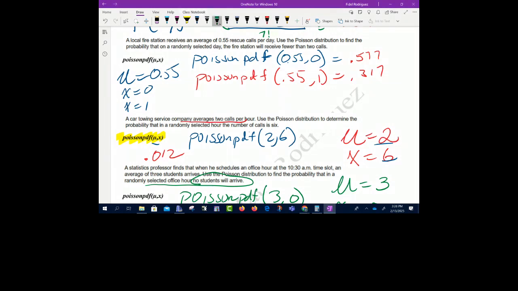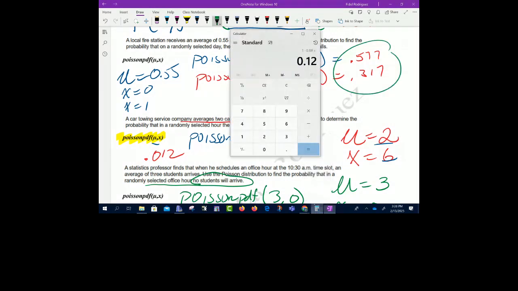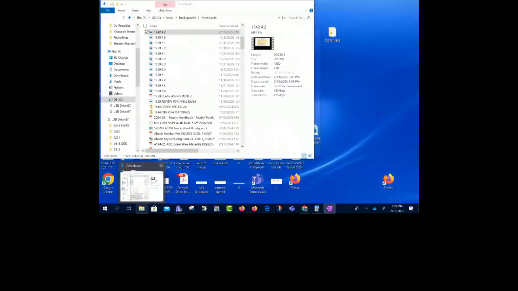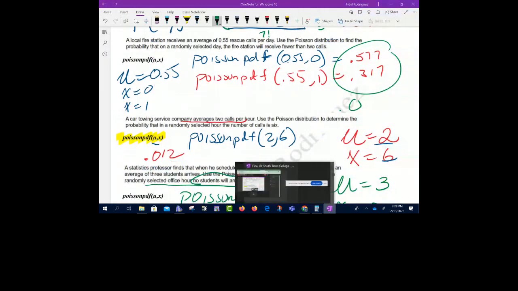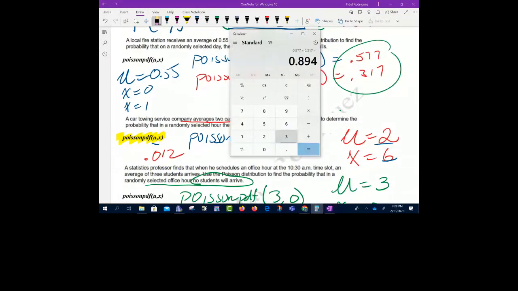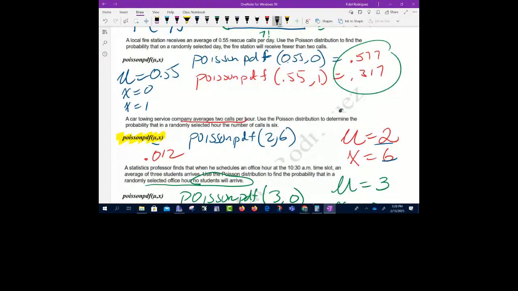Now what I'm going to do, y'all, is add these together. 0.577 plus 0.317 equals, and I'm coming up with 0.894. And we found our probability.